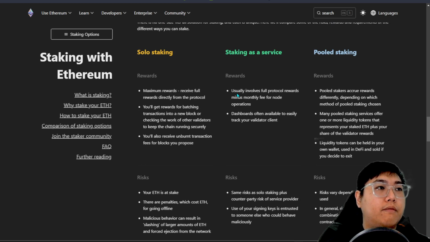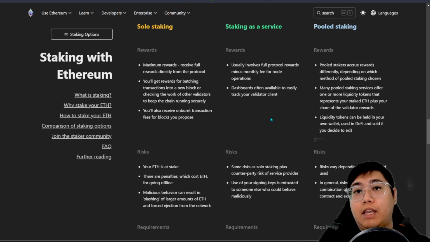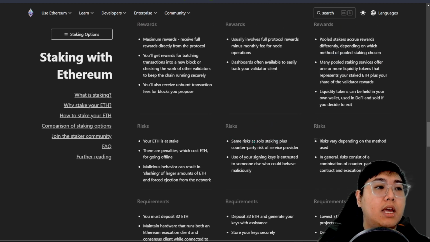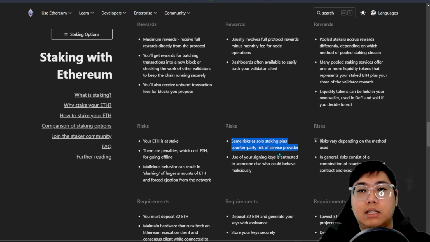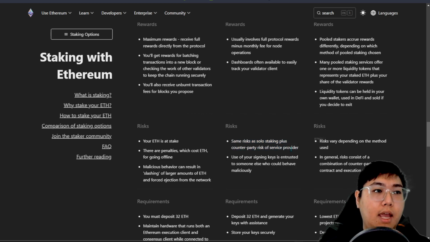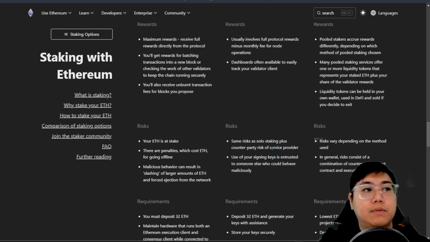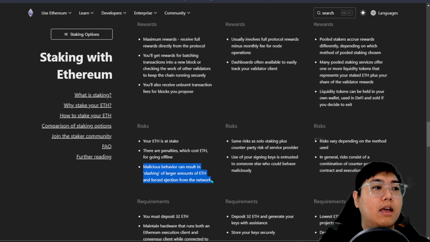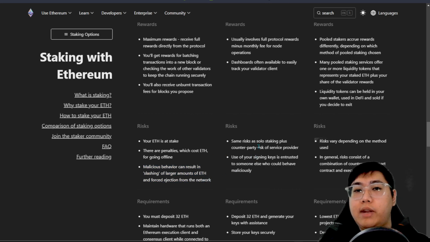So for the risk of staking as a service itself, staking on the cloud, basically there's the same risk as solo staking plus counterparty risk to the service provider. Over here, you have to trust the service provider, your cloud services out there, to do 100% uptime, and after that, to not have malicious backups. And of course, we know that cloud services might do backups from time to time.